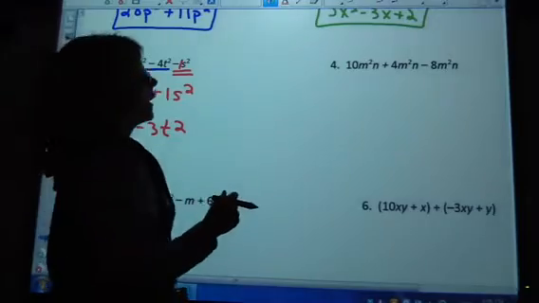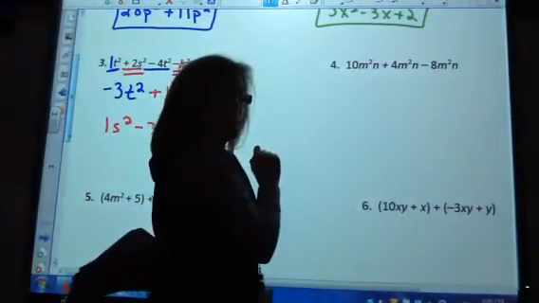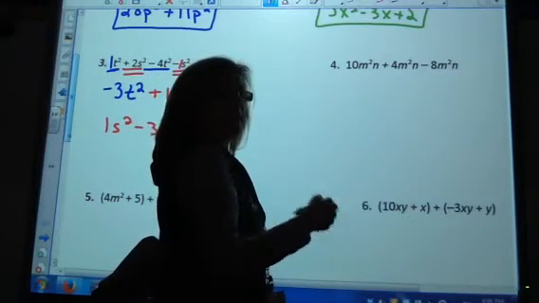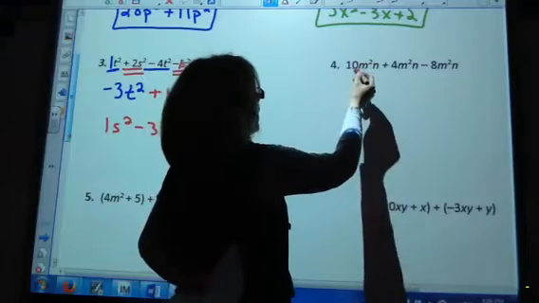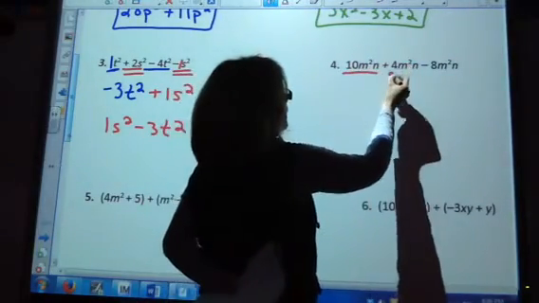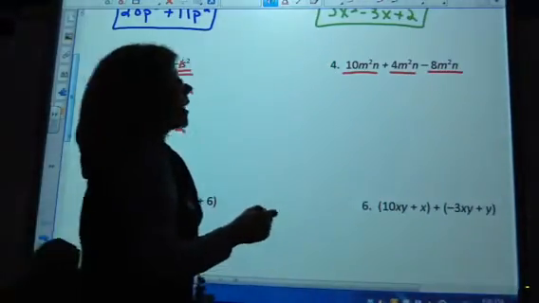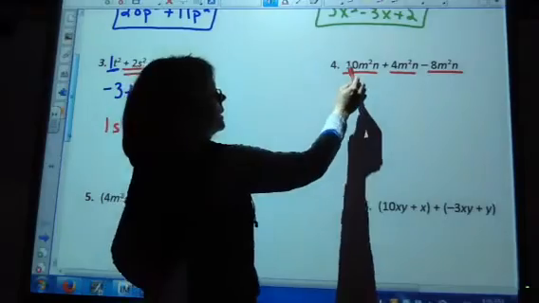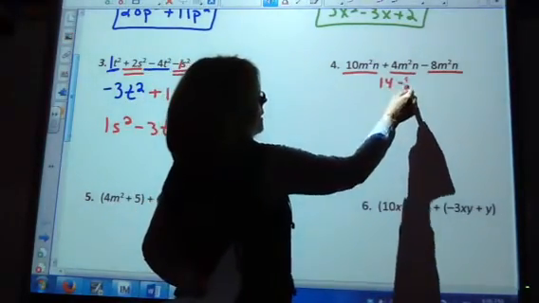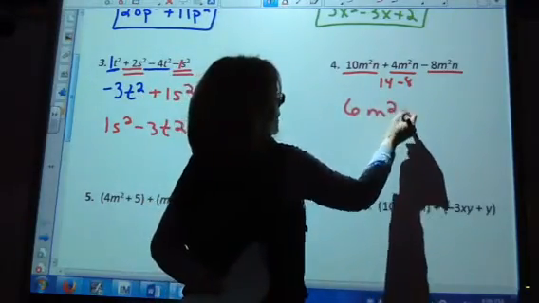Alright. Now we've got some terms with 2 variables in it. So be careful. They have to match. The base and the exponent has to match. So we have 10m squared n. M squared n matches. N squared n matches. So they're all like terms. So what you need to do is take 10 plus 4, which is 14, and then minus 8, which is 6, and then bring your variables down.